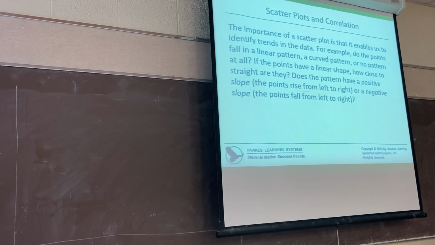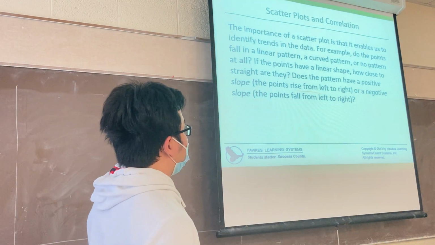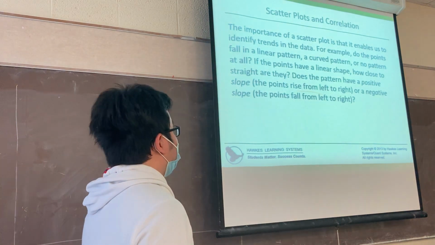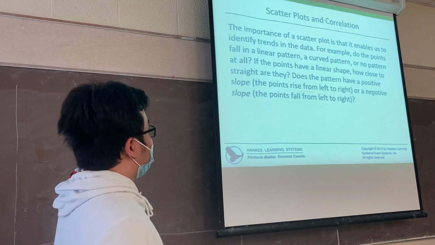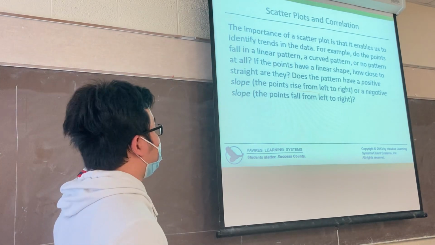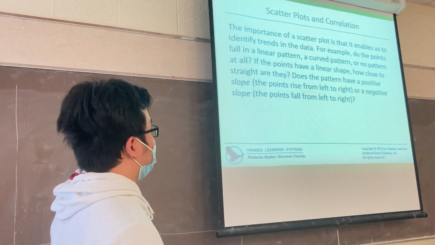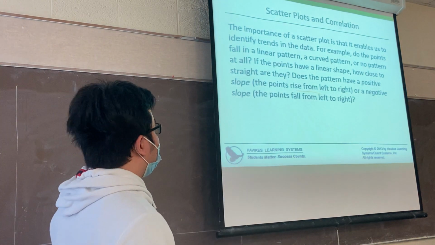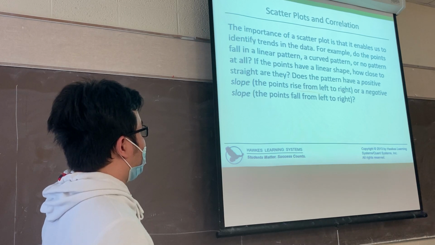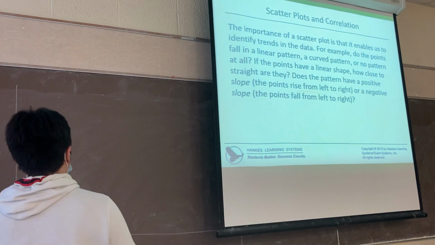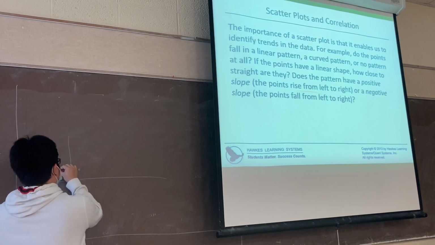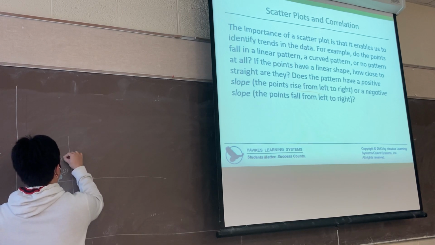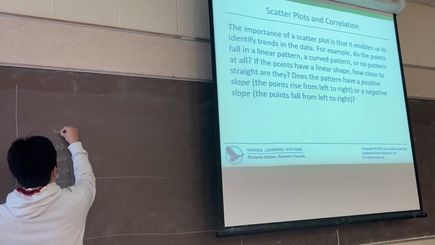The importance of a scatter plot is that it enables us to identify the change of the data. When we know the change of the data, we can predict the data in the future. For example, do the points fall in a linear pattern, a curved pattern, or no pattern at all? For example, when we get some points here, maybe this is 2000, 4000, and 6000 is the number of cases right here.